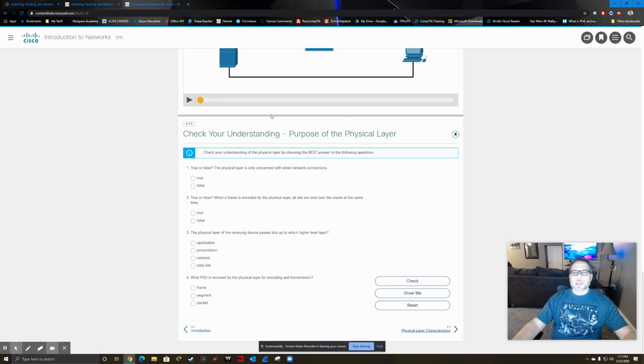So check your understanding. I do highly recommend that you complete all of these within a chapter. It lets you know really if you're understanding it, and even more importantly, if you're understanding it in the way that Cisco would typically ask it on a test or on a certification exam. So true or false, the physical layer is only concerned with wired network connections. Definitely false because we know that wireless is also a type of network media, so that would be included as well.